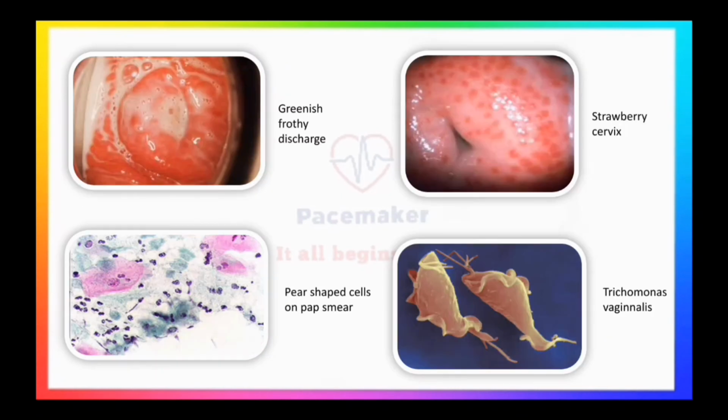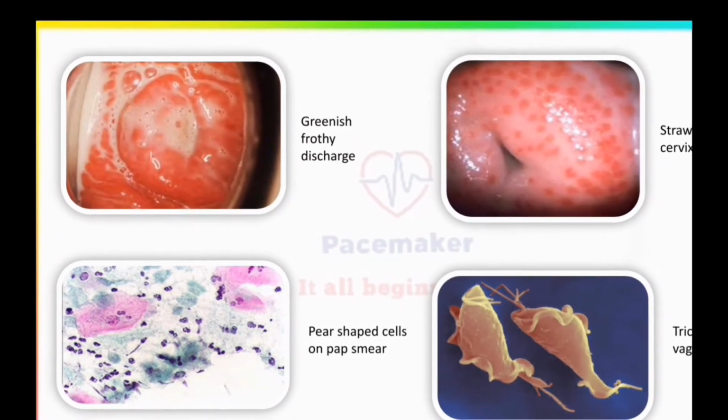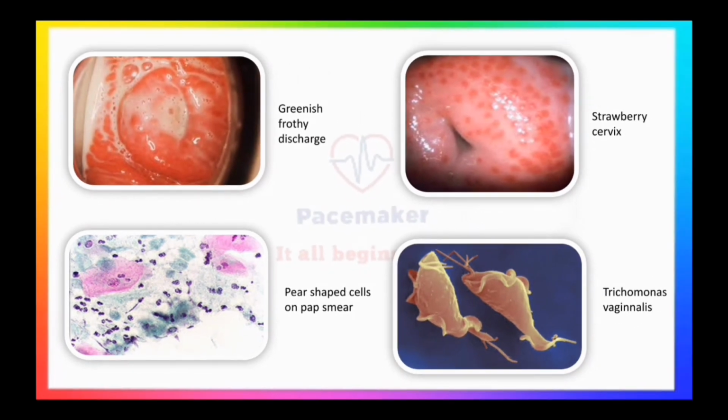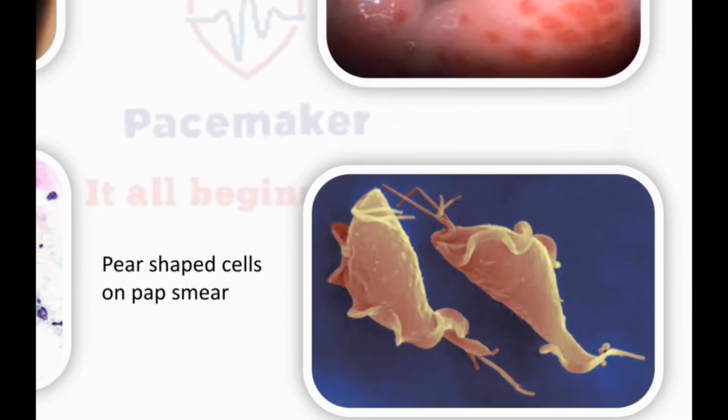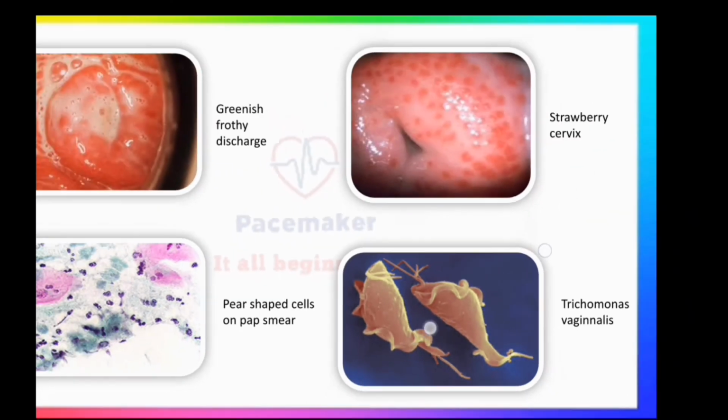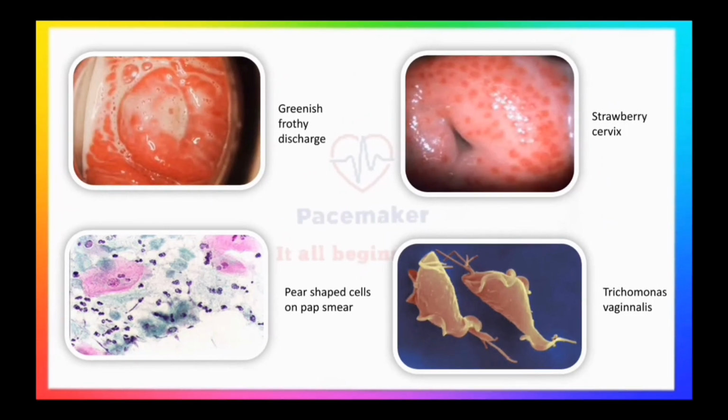And these are the pictures of trichomoniasis. You will see greenish frothy discharge, strawberry cervix, and on pap smear you will see pear shaped cells, and this is how Trichomonas vaginalis looks like. This has 4 flagella and 1 undulating membrane. These pictures are very, very important, and they may come as image based questions.